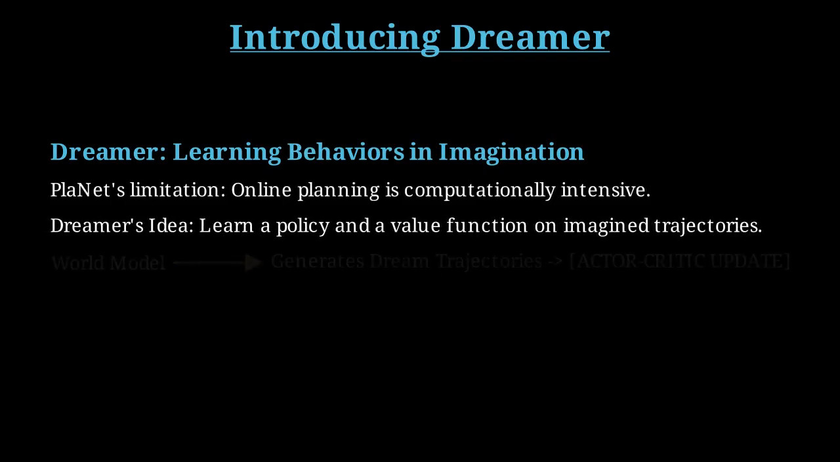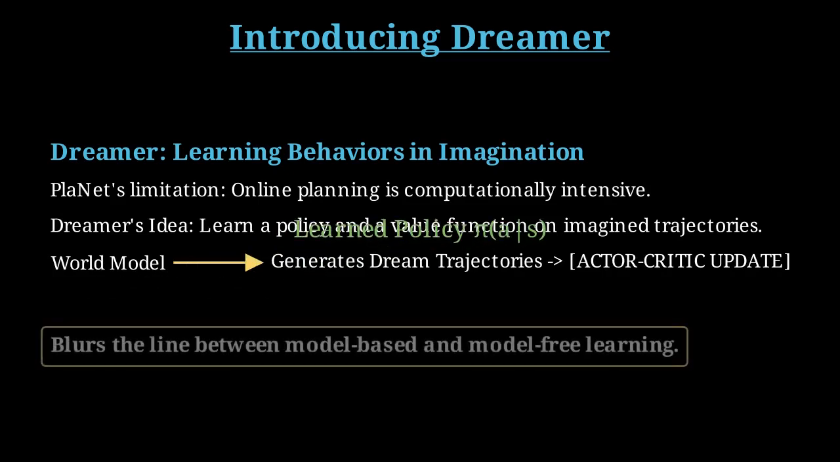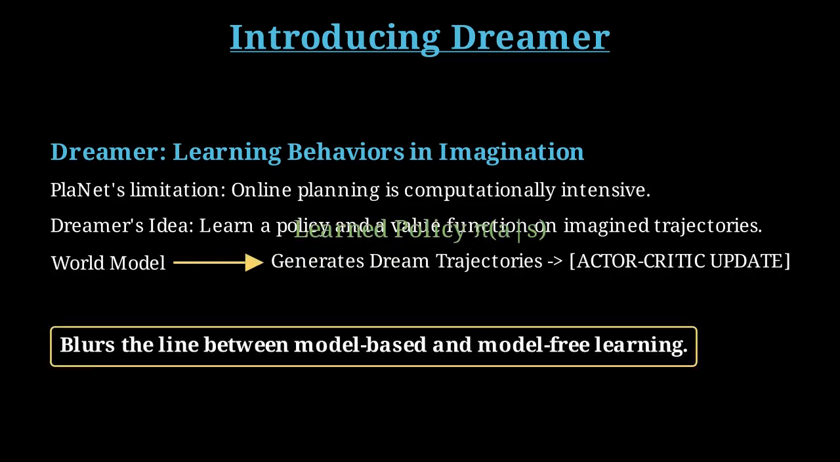However, its online planning with CEM at every time step can be computationally expensive and may not discover complex, long-horizon behaviors. This led to Dreamer. Dreamer combines the best of both worlds. It uses the learned world model to generate imagined trajectories, but instead of planning from scratch each time, it learns a persistent actor-critic policy within this imagined environment. It's learning a policy from dreams, not just using dreams to pick the next action.